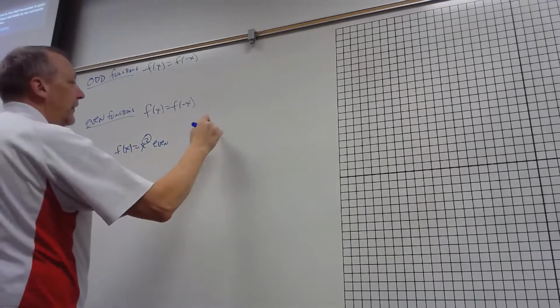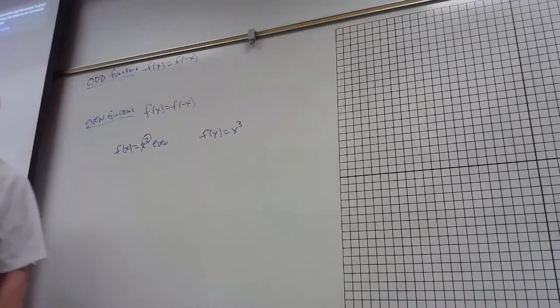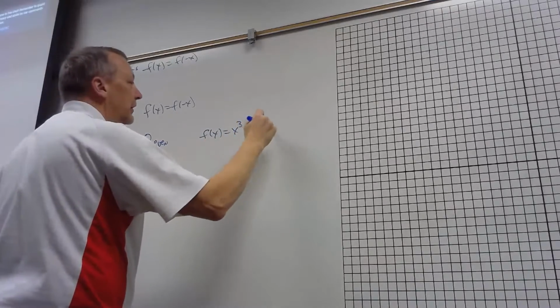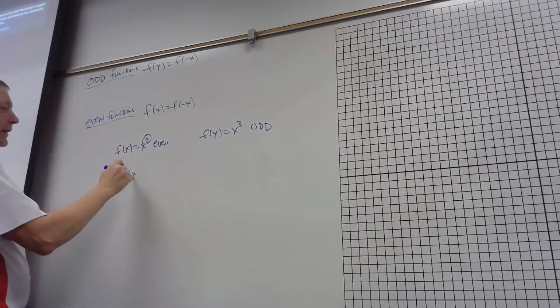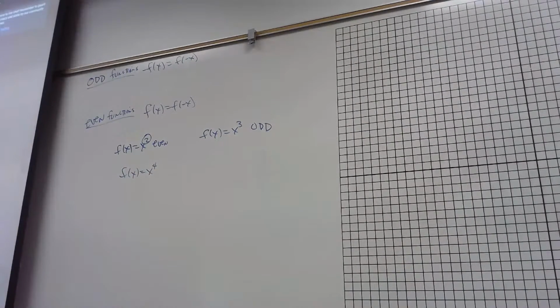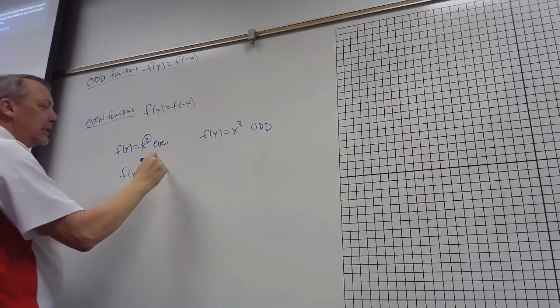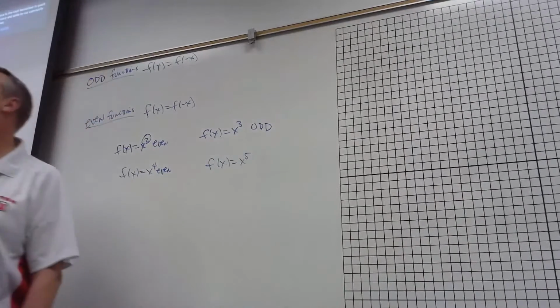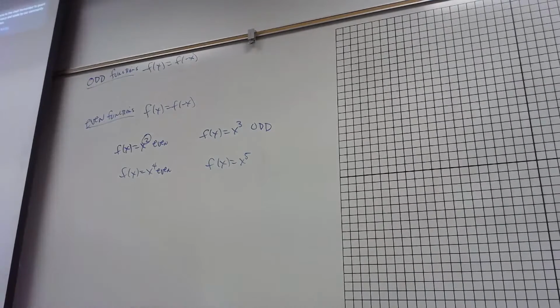If f of x equals x cubed, who thinks that would be an odd function? Who thinks it would be an even function? You're correct, it's an odd function. If I had f of x equals x to the 4th, who thinks that would be an even function? Who thinks it would be an odd function? Do you see the pattern here? F of x equals x to the fifth: odd function.